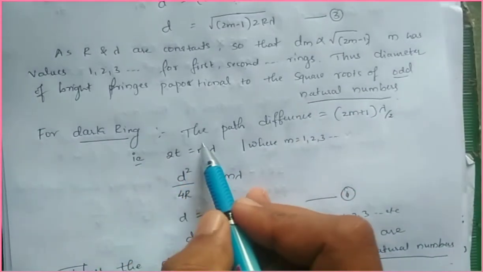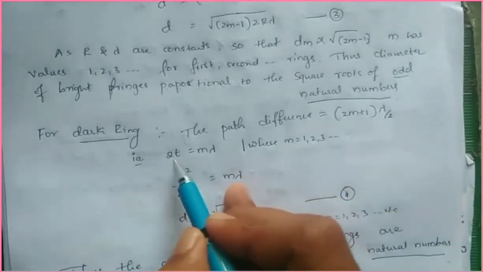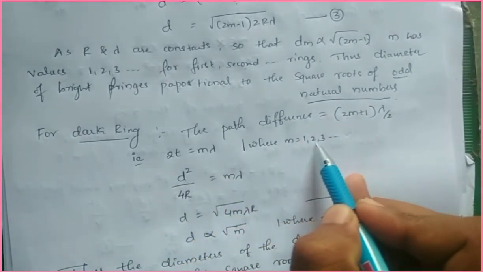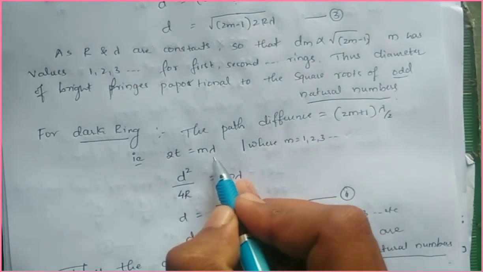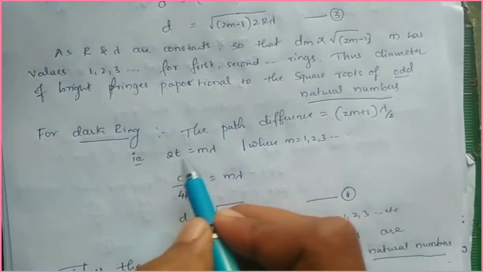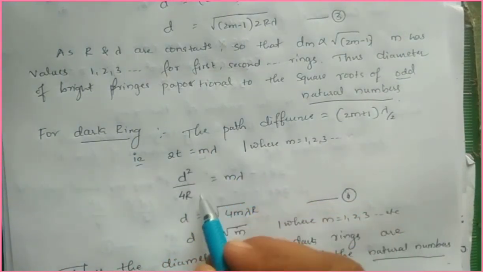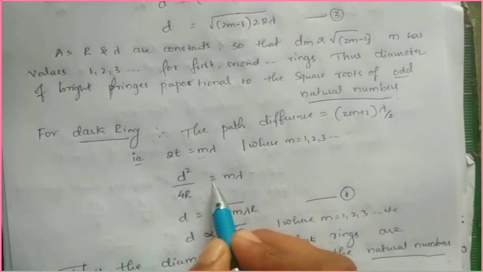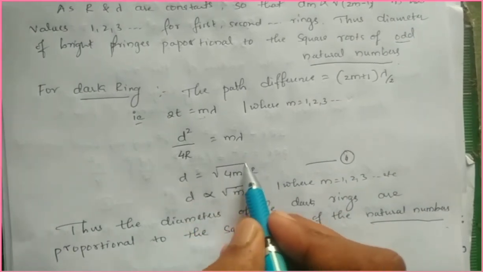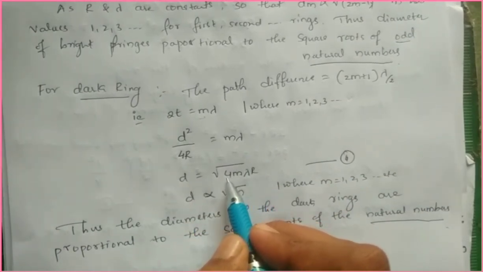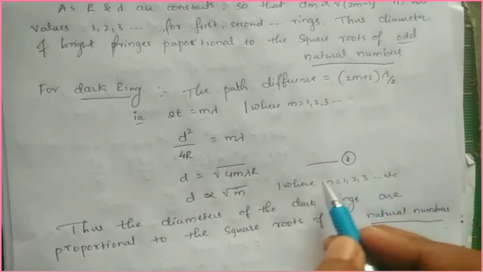So for dark fringes, the path difference you have to take is 2m plus 1 lambda by 2. So here 2t equal to m lambda, where m equal to 1, 2, 3 for dark rings. So already the maximum and minimum conditions for the reflected rays we found. So next d square divided by 4r equal to 2t value, which is m lambda. So d equal to square root of, you send 4r to this side, square root of 4m lambda r, you get equation number 4.